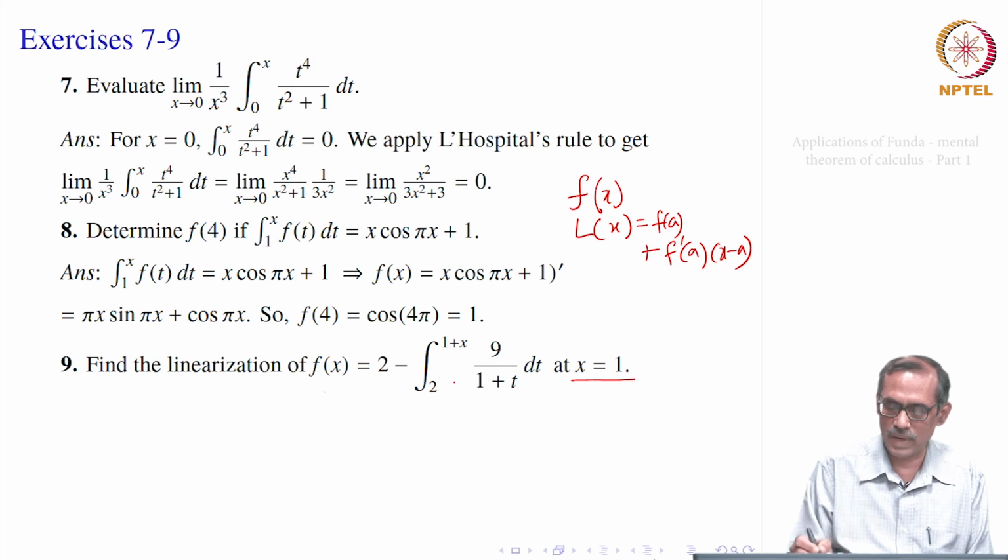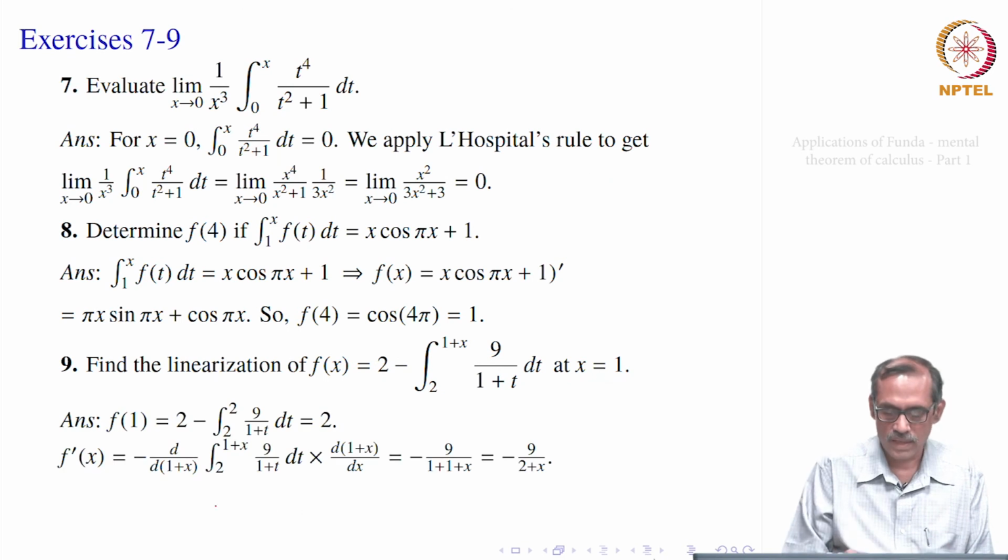Okay. So, that means we need f at a, we need f prime at a, that is at 1, f at 1, f prime at 1. So, we should get f prime by differentiating this integral by using our fundamental theorem of calculus. So, it is pretty straightforward. First thing is f of 1 is 2 minus the integral from 2 to 1 plus 1, which is 2, of 9 divided by 1 plus t. So, it is integral 2 to 2, that becomes 0. So, you get 2.